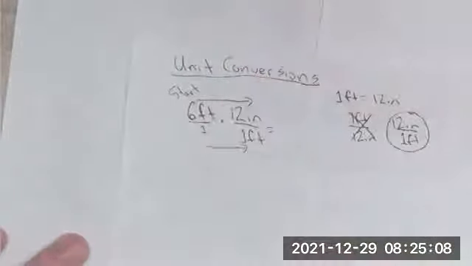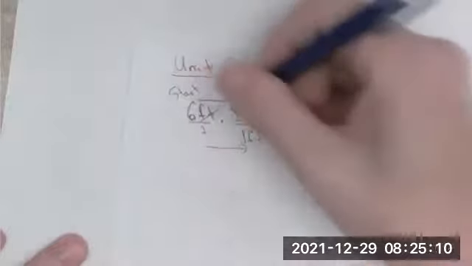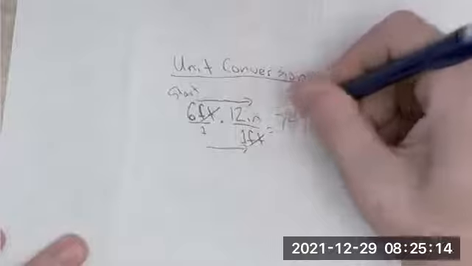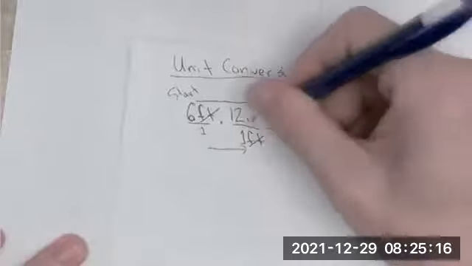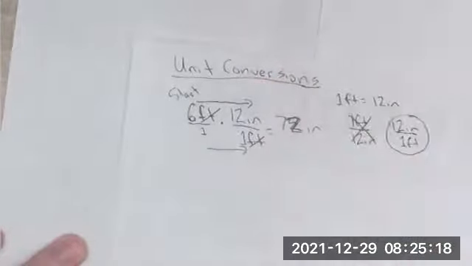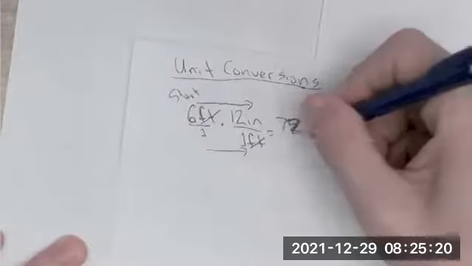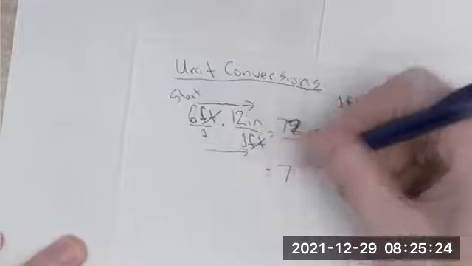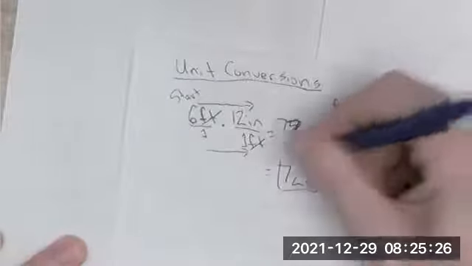When I multiply this, remember we said fraction multiplication is top and top, bottom and bottom. I'm going to say 6 times 12. Notice those feet cancel out. I'm going to say 72, and what I'm going to have left is inches as my only unit. I could say 1 times 1 is over 1, but once again, I don't care about that 1. I care that I'm 72 inches tall.